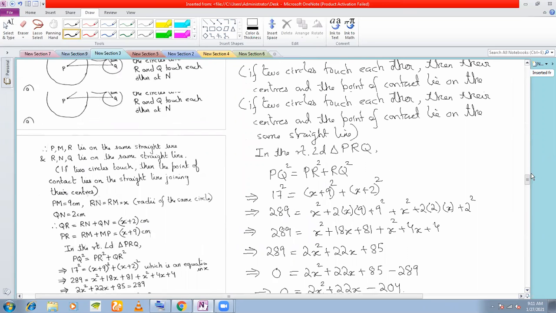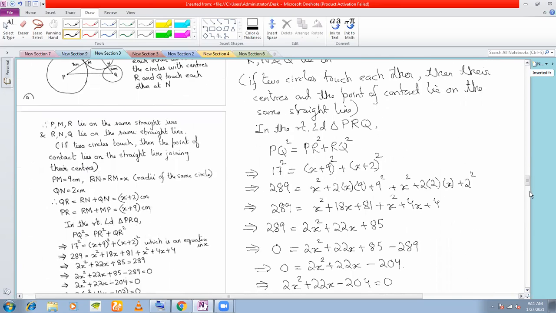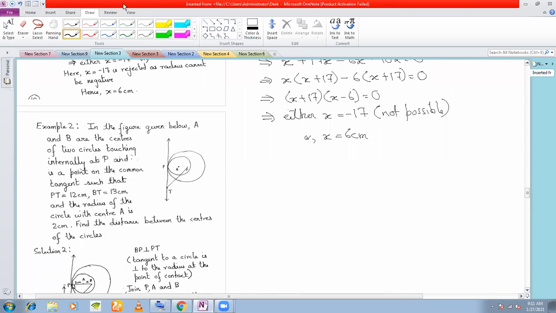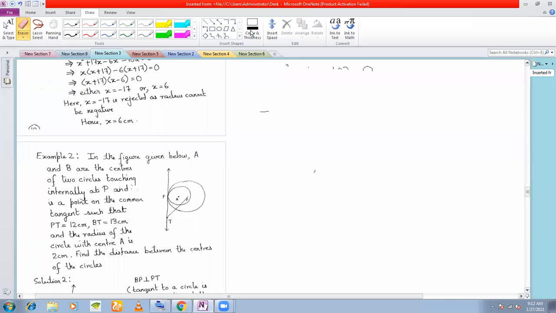Now this was a case where the circles were touching each other externally. If you see, circles with center P and R are touching externally, circles with center R and Q are touching each other externally also. Let us take a case where the circles touch each other internally, which is given in your second example. If you see, let's draw the figure first.